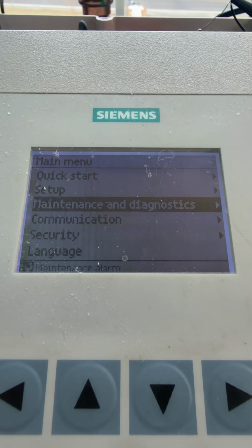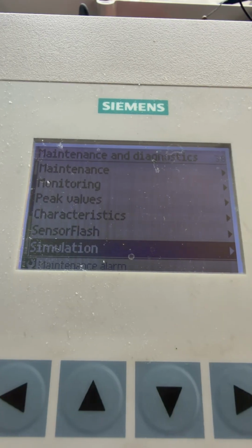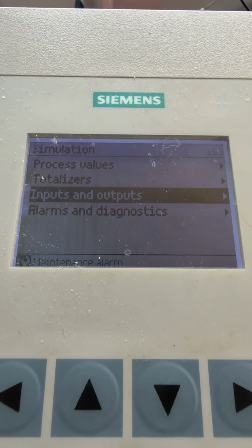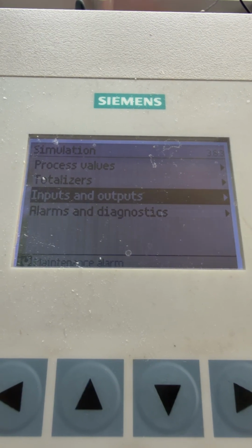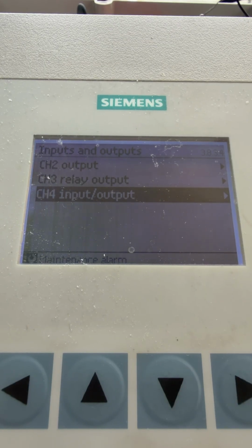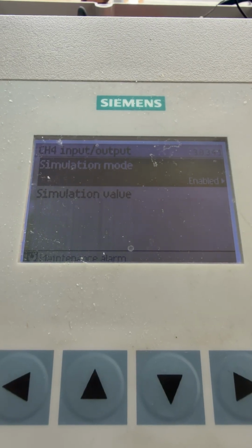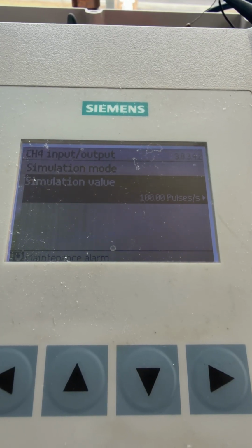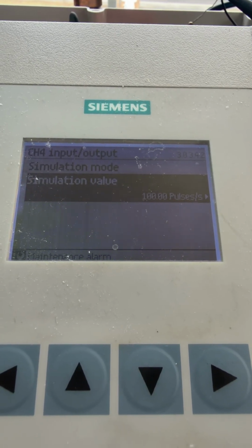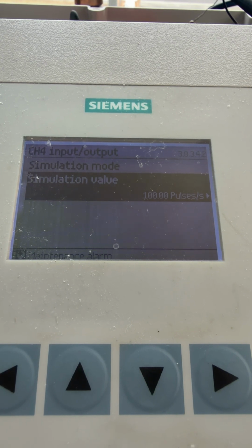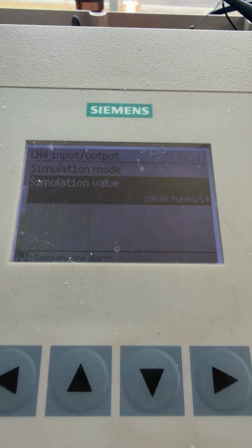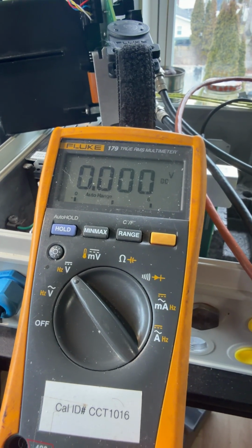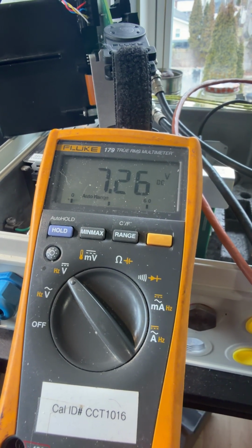Going to find maintenance and diagnostics. Going to find simulation. Inputs and outputs. Channel 4. Enable the simulation mode. And to make this relatively slow, I only chose like 100 pulses per second. And by doing that, I get these nice transitions between 0 volts and whatever the battery reads.